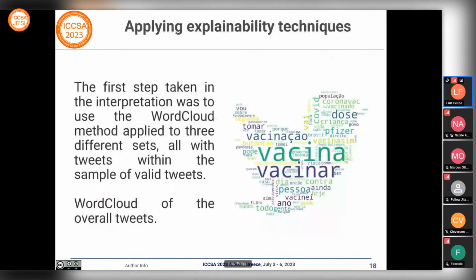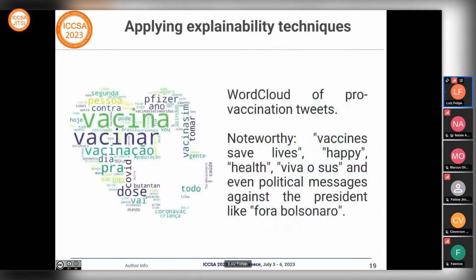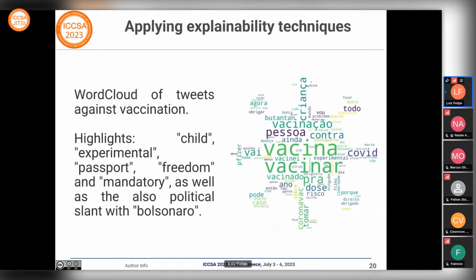A first step in evaluating explainability is a word cloud, which was produced based on the set of all valid tweets. Then the same type of graphic was generated, but considering the posts in favor of vaccination. And finally, another word cloud graphic, but considering the posts against vaccination.